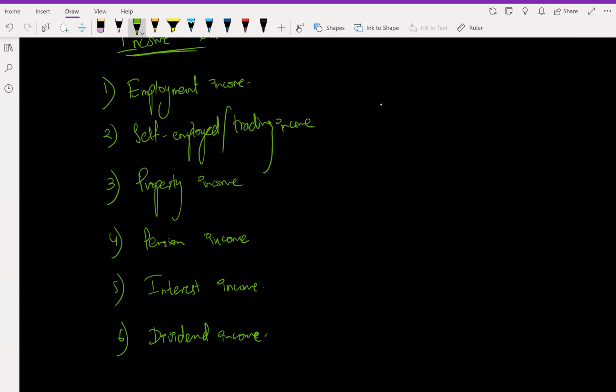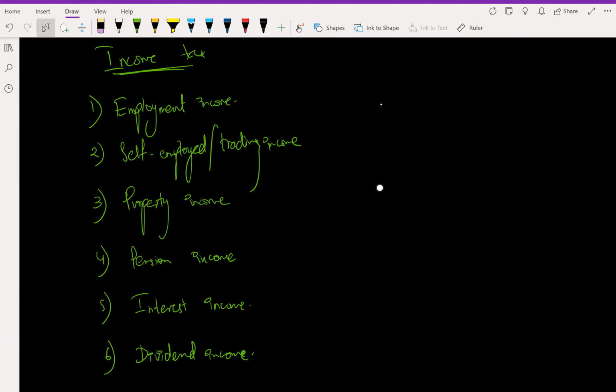Now, the steps that I'm telling you are very important, so please pay attention. First of all, the individual needs to understand what category of income they're earning. In order to understand the categories of income, we need to understand what categories there are. So the types of income are employment, self-employed which is trading or business income, property income, pension income, interest income, and dividend income, for example.